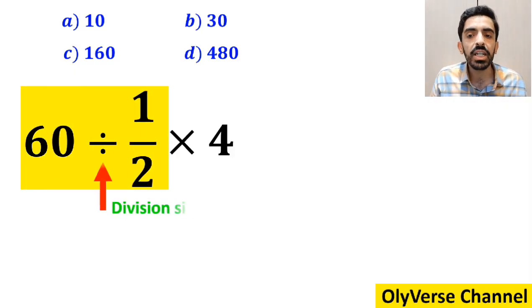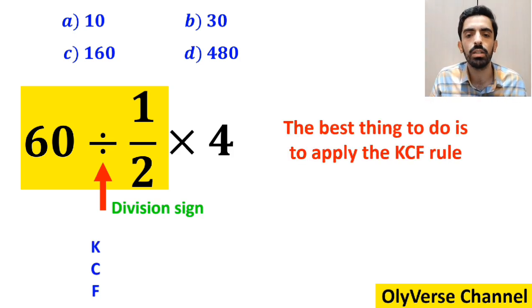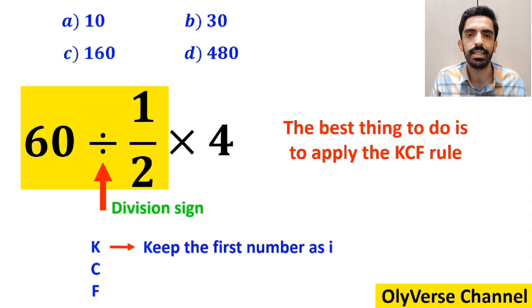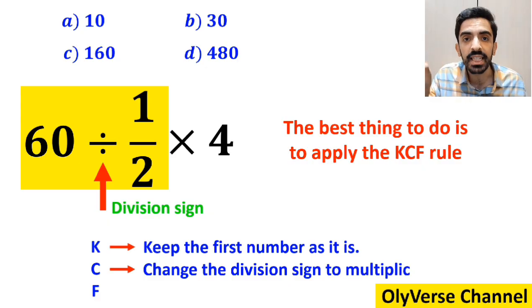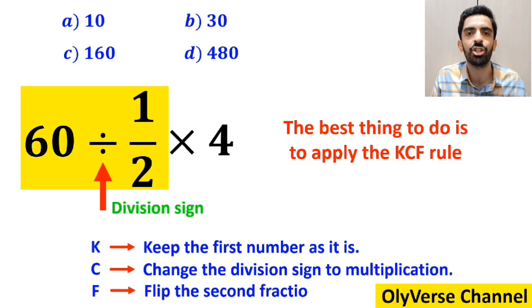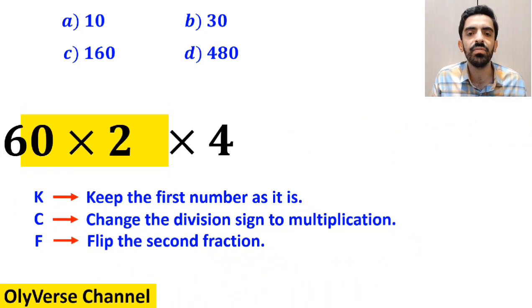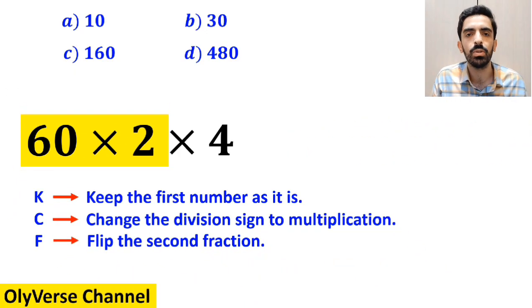Okay, whenever we come across a division sign between two terms, the best thing to do is to apply the KCF rule. In this rule, K stands for keep the first number as it is. C stands for change the division sign to multiplication. And F stands for flip the second fraction. So, we remove the highlighted part and replace it with 60 multiplied by 2.